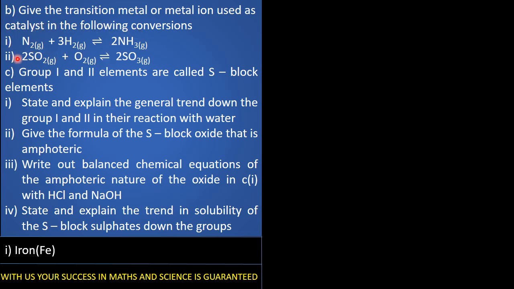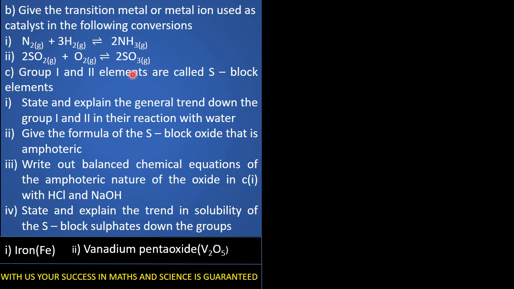Then guys, the catalyst that is being used here, I will not tell you the name, you put it in the comment section. So the catalyst that is being used here, guys, is a compound and it is called vanadium pentaoxide. The formula is V2O5. Good. So that's what we have.